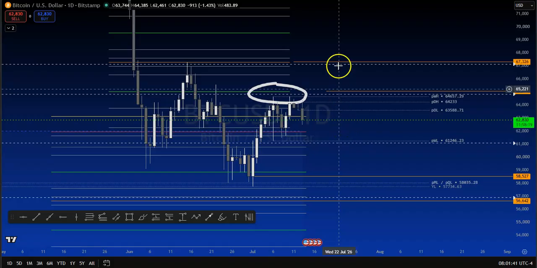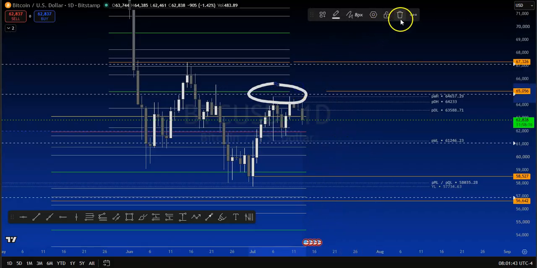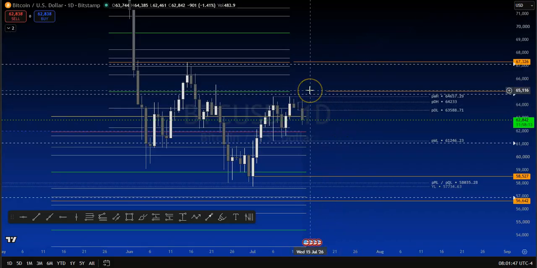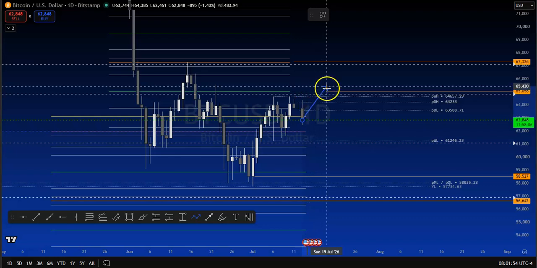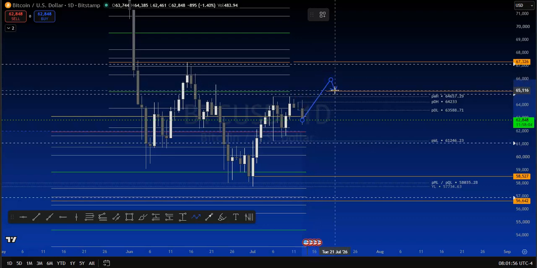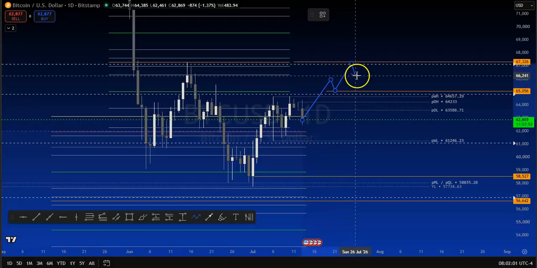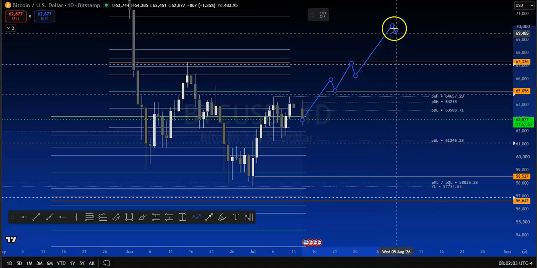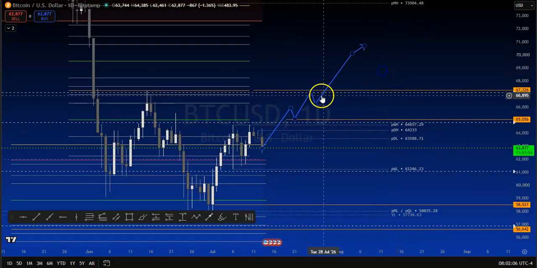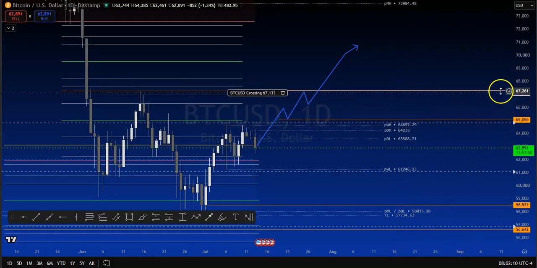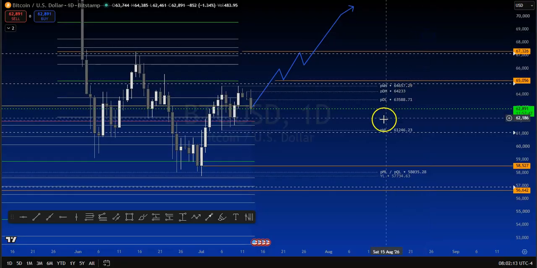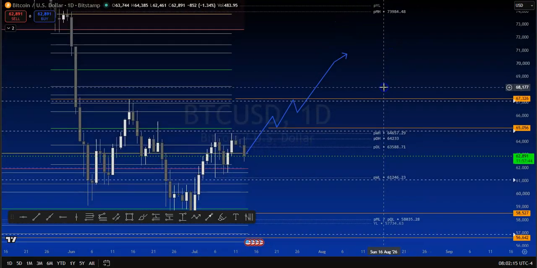But I kind of feel like we may just start ranging in this area for a little bit. If we do break out of this, the area to break out of is going to be right here. We need to get above this level. If we can get above this level, retest it and go, this would be the next level of resistance. So it would probably be a pullback and then a breakthrough again. This is kind of what I've been looking at for an upside. For upside targets, I got the 65,000 and 67,000. That would be some nice continued momentum to the upside.